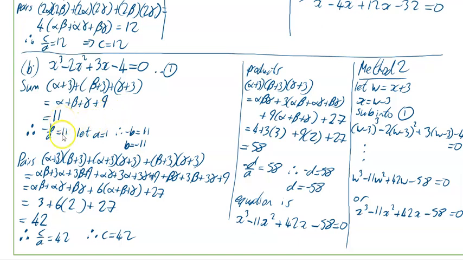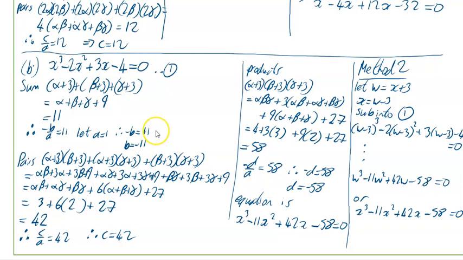So remember the sum of the roots is minus b over a. So minus b over a is equal to 11. And again, we let a equal 1. Therefore, minus b is equal to 11, or b is equal to minus 11. So already, straight off the bat, we have found a and b.